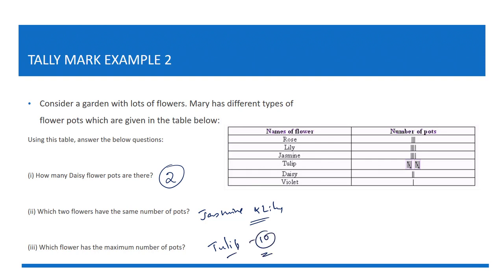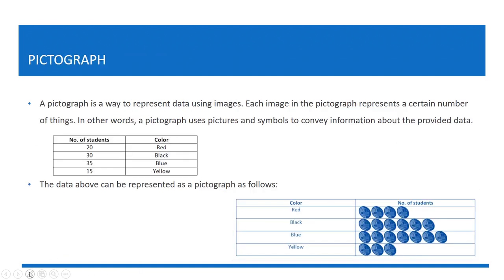Let me go with the second concept, that is pictograph. In the case of a pictograph, it is a way of representing data using images. Each image in the pictograph represents a certain number of things. In other words, a pictograph uses pictures or symbols to convey information about the provided data. Here they have mentioned the number of students. 20 is red, 30 is black, 35 is blue, 15 is yellow. The data above can be represented as a pictograph as follows.